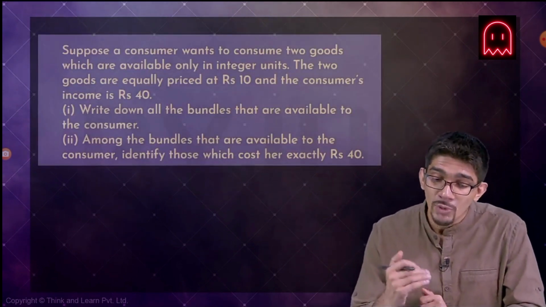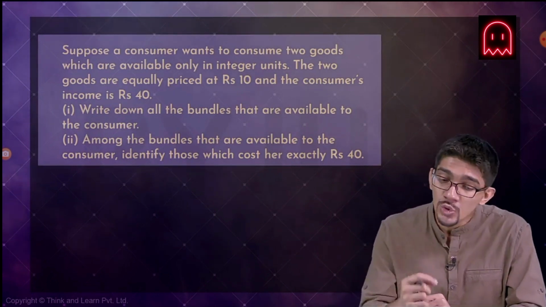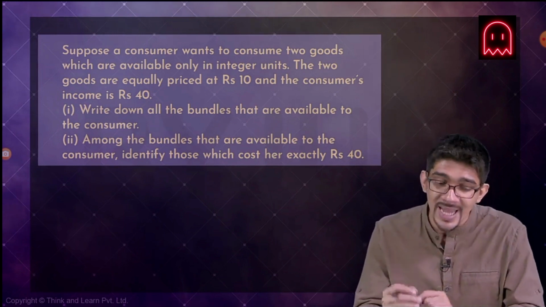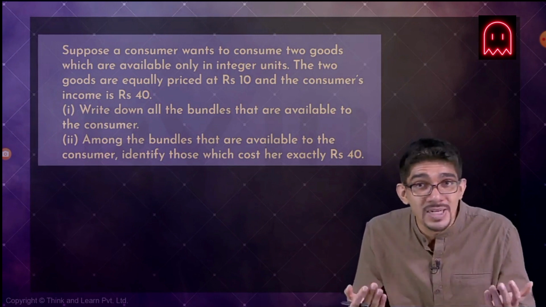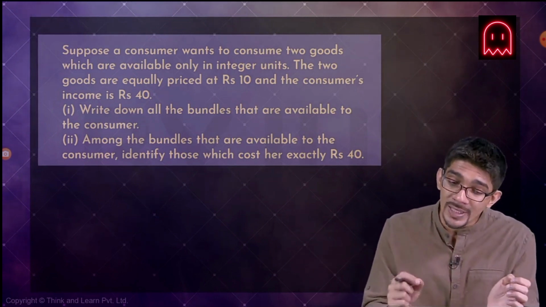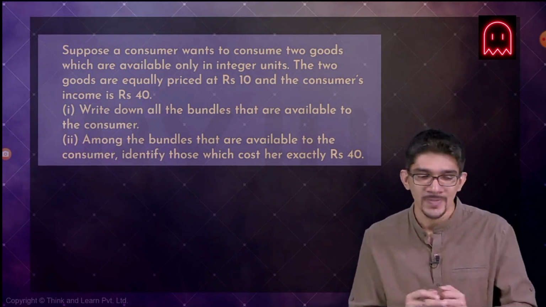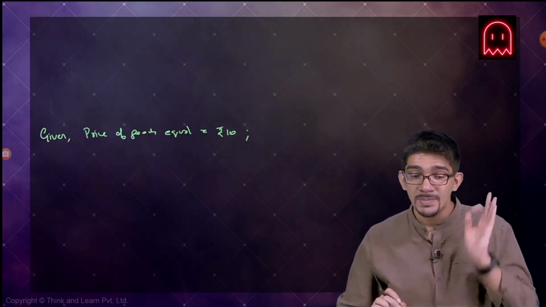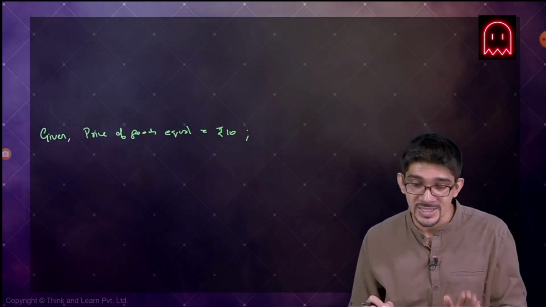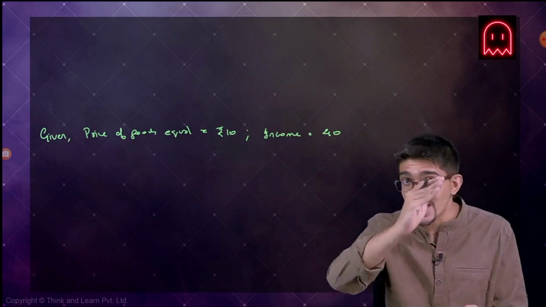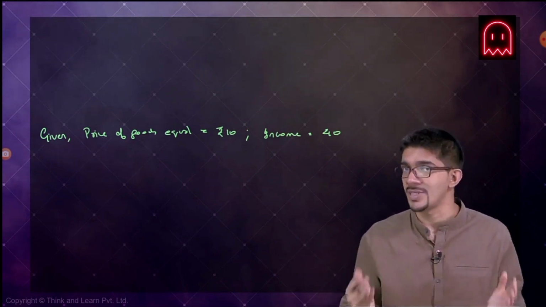Suppose a consumer wants to consume 2 goods which are available only in integer units. The 2 goods are equally priced at rupees 10 and the consumer's income is rupees 40. Write down all the bundles available to the consumer, and among those bundles identify those which cost her exactly rupees 40. So there are 2 things given in this question. Price of goods are equal at rupees 10. Both the goods are priced at rupees 10 and income is 40. So that is the upper limit. We cannot spend more than 40 rupees. Now based on this, let's see what options there are.